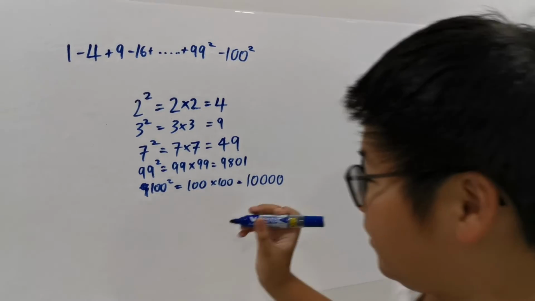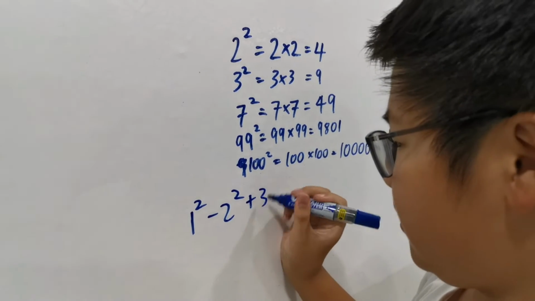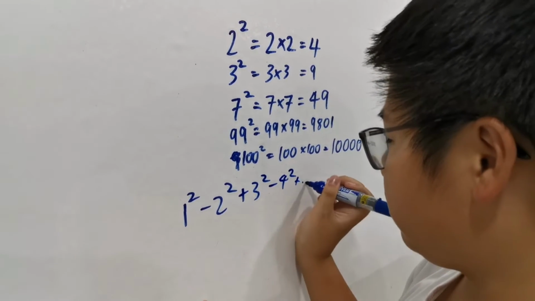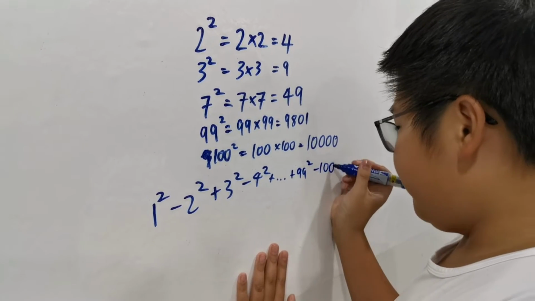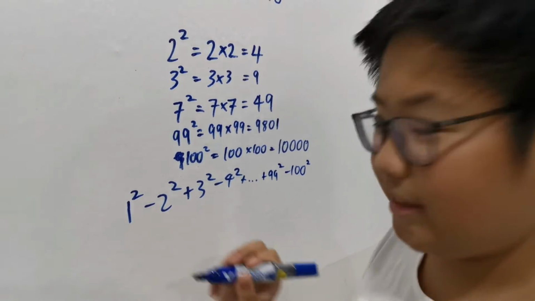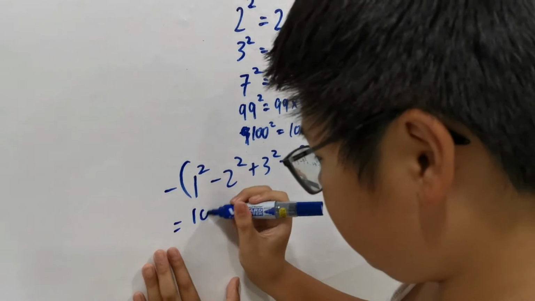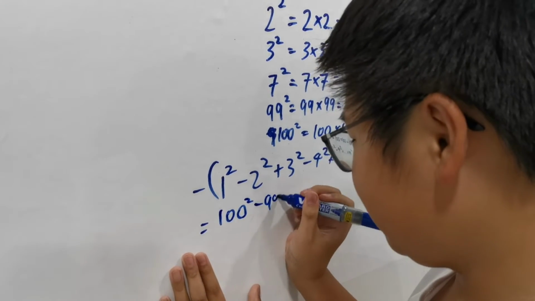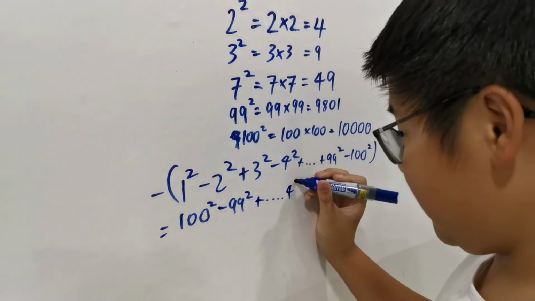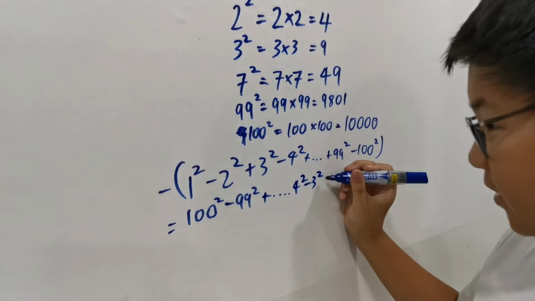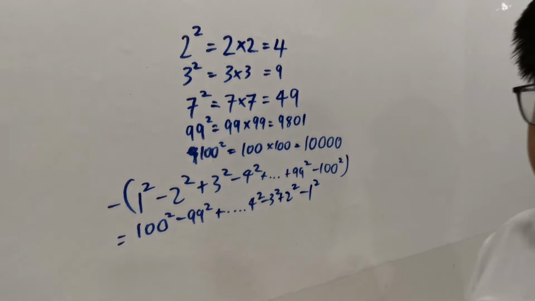Now, we can rewrite the series as 1 squared minus 2 squared plus 3 squared minus 4 squared plus ... plus 99 squared minus 100 squared. Now, we can take the negative of this series. The reasons should be discussed now, because 100 squared minus 99 squared is easier for most of you than 99 squared minus 100 squared. Because why would you take a bigger square from a smaller square?